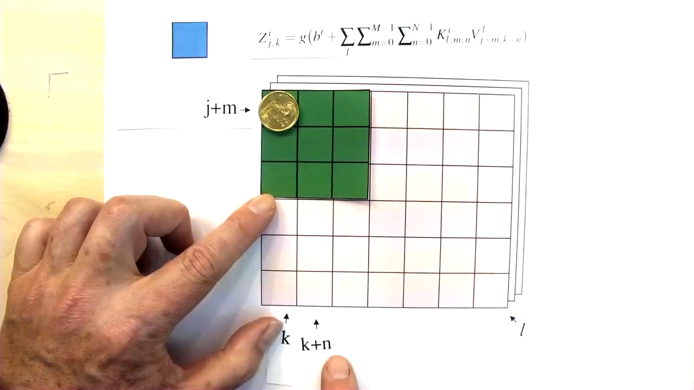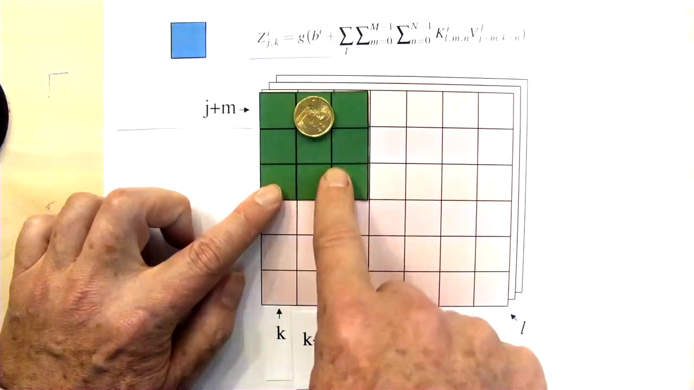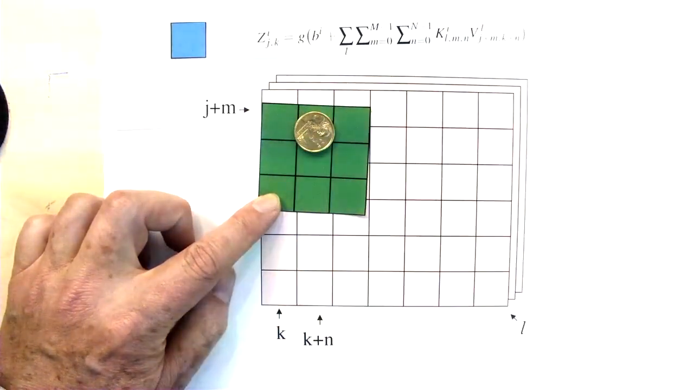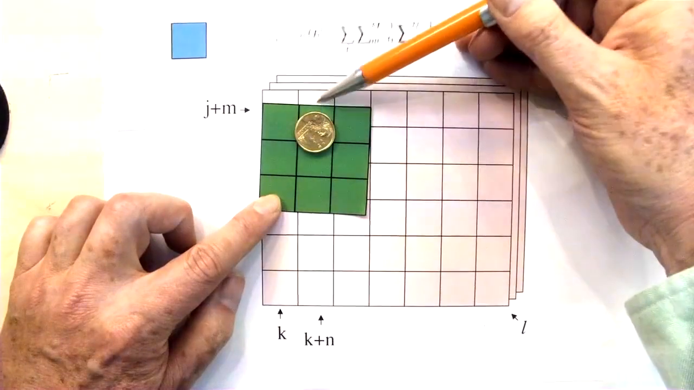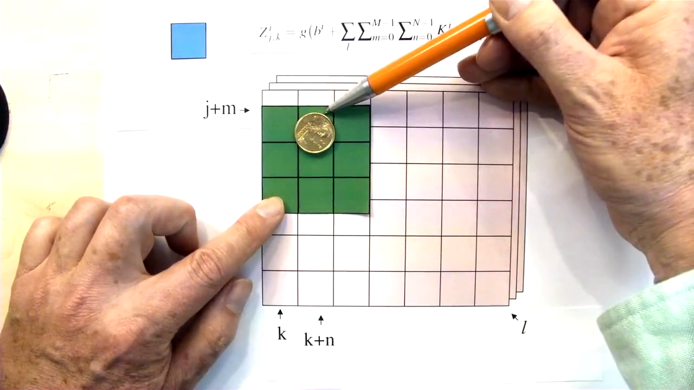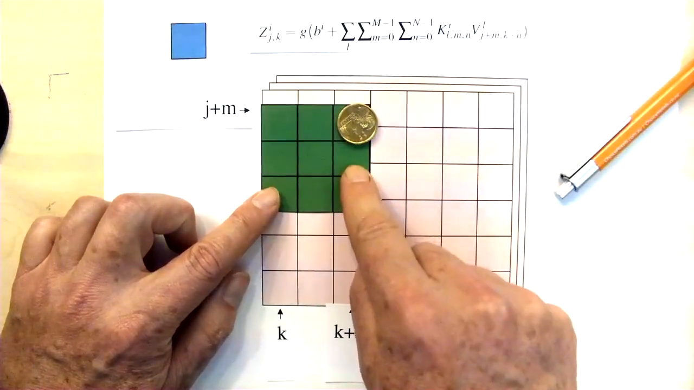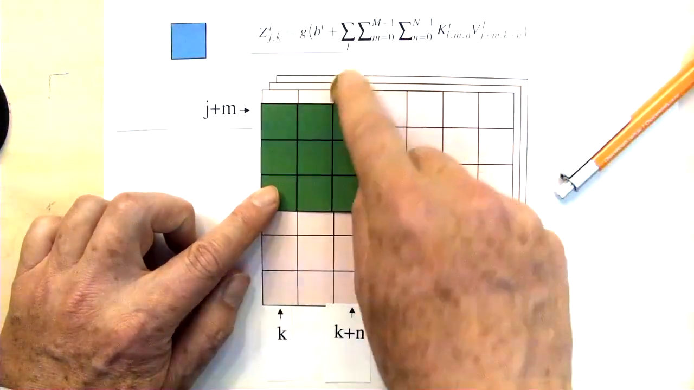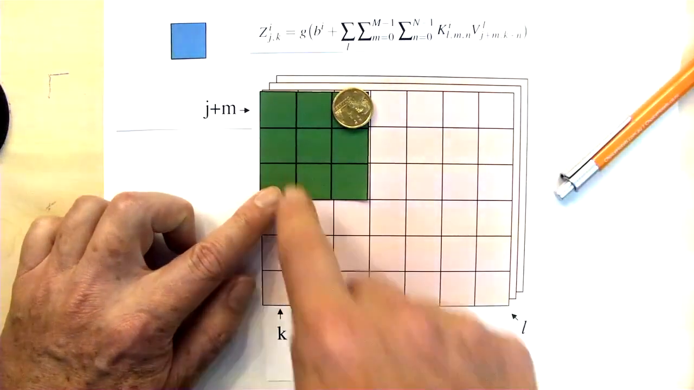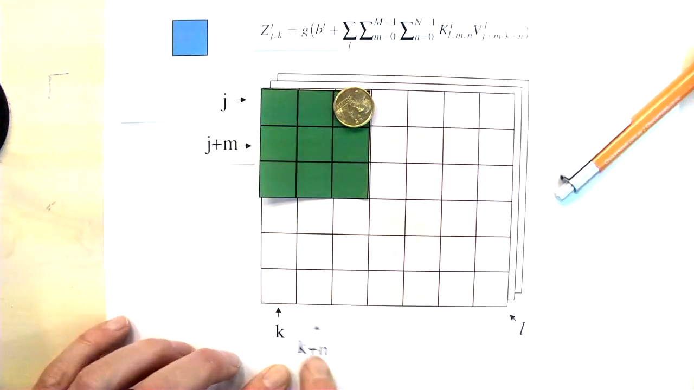And then I increase n, and now I'm taking this pink input multiplied by this green weight, and I add that to the sum. And then I take this input multiplied by this weight, and I add that to the sum. Okay? Then I move down to the next row, and I repeat the process.